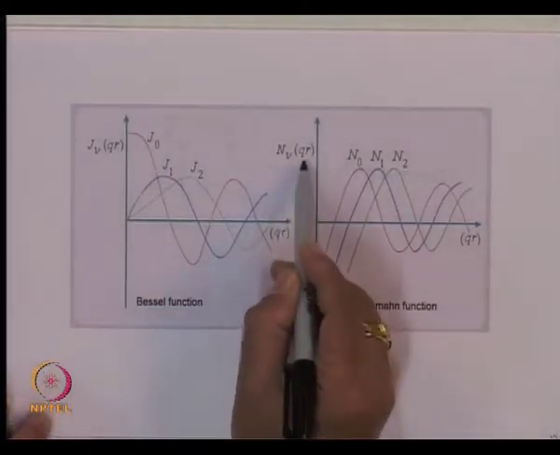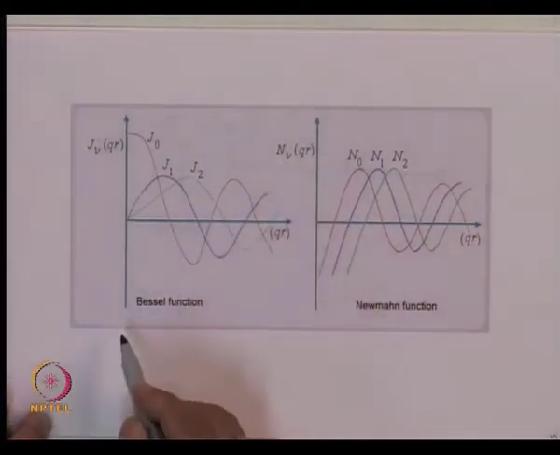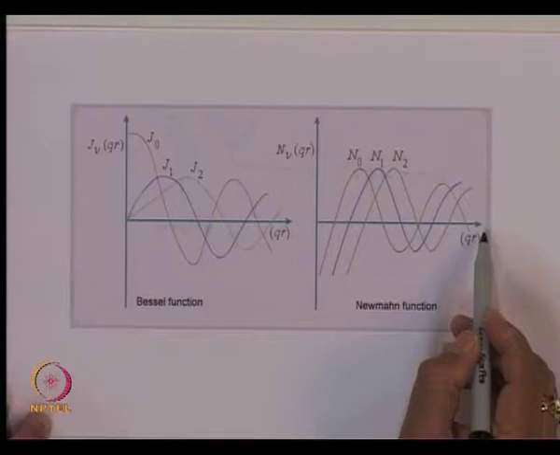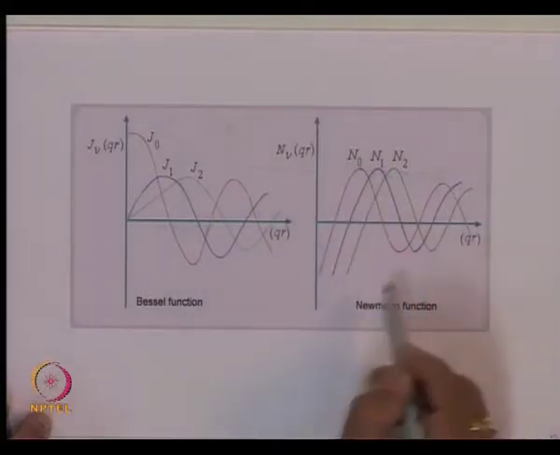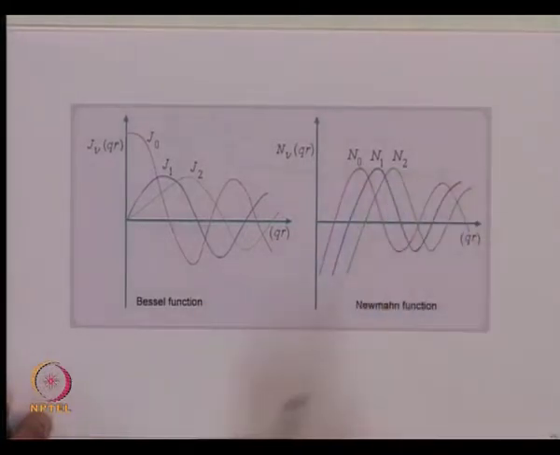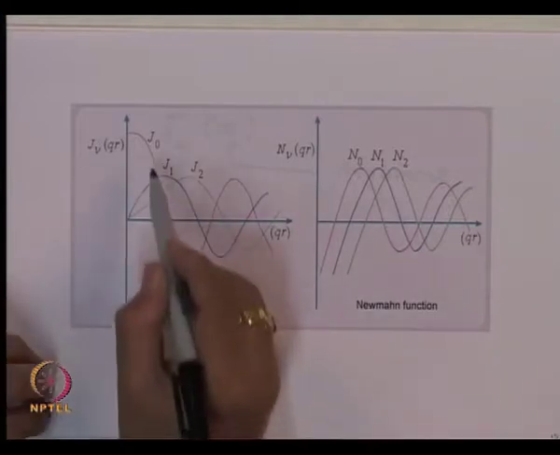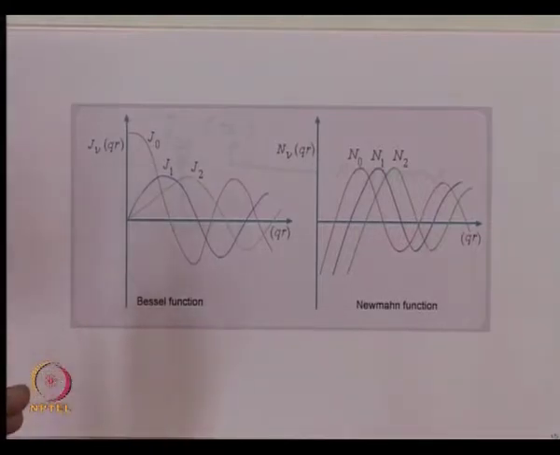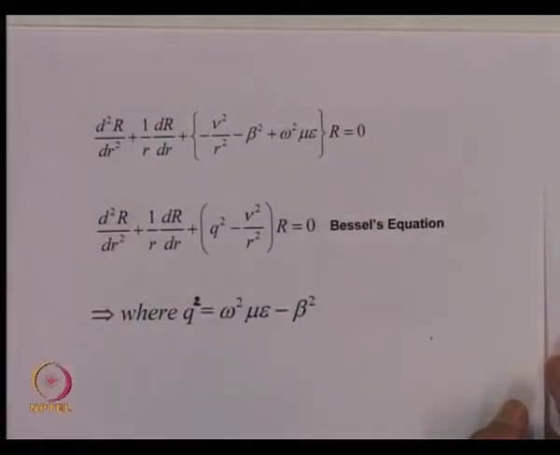Similarly, for the Neumann function, nu is the order of the function, and this quantity is the argument. Again, if I plot the Neumann function for different orders as a function of argument, you typically get something like this. This is N0, this is N1, N2, and so on. Now, note here that this variation is representing the behavior of electric or magnetic field in the radial direction, because this quantity is representing r, and this capital R is nothing but the spatial variation of electric or magnetic field in the radial direction.